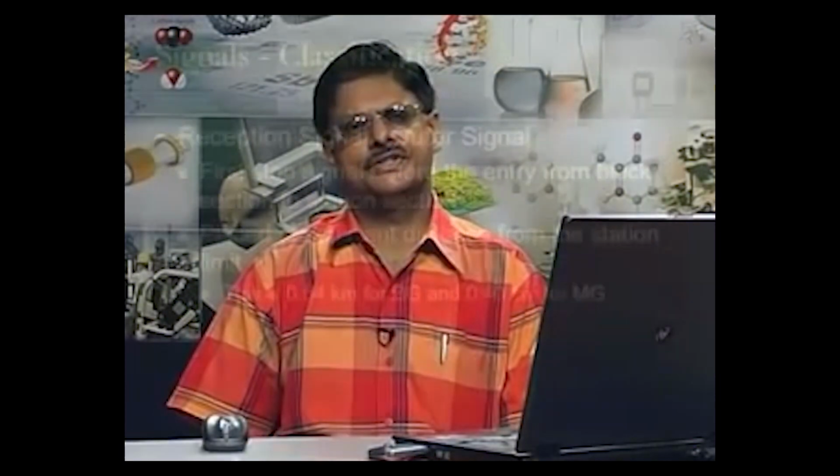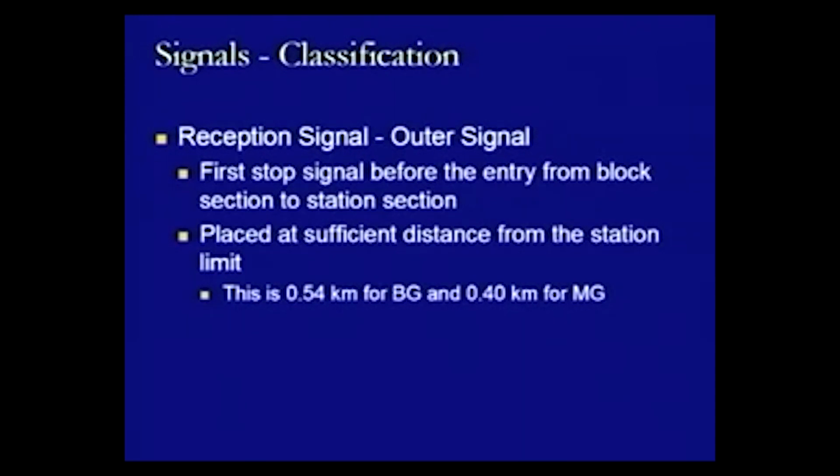It is being stopped at outer means the locomotive is just in front of the outer signal, which is not allowing the train to move into the station area, because it is already occupied by some other train and there is no place where this train can be accommodated. So, this is the outer signal, and this is placed at a sufficient distance from the station limit. That is another requirement, that it has to be at some distance. In terms of the broad gauge, this distance is 0.54 kilometers or 540 meters from the station limit, whereas in the case of meter gauge, this is located at a distance of 400 meters or 0.4 kilometers.